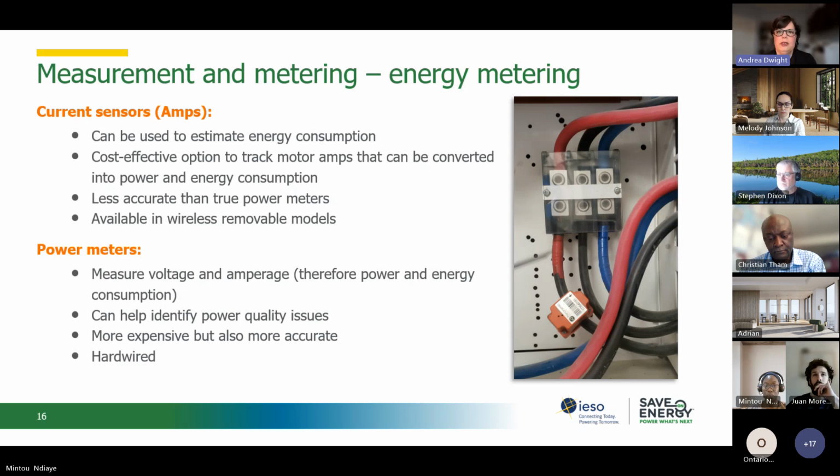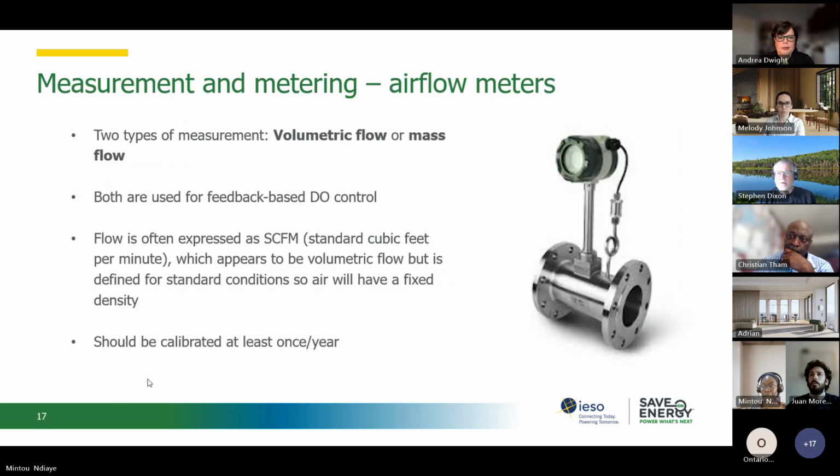But another way to go, which is cost effective, is just buying current sensors. There's a few companies now in Ontario that sell these that are wireless. And so the data goes up to the cloud and can be downloaded, and you just clamp them onto the 3 different phases. And unfortunately, they're not quite as accurate as power meters, but they give you great information. They're easy to install, and you'll be able to trend how your blowers are operating as you do improvements, and hopefully be able to validate savings. Next slide. Back to you.